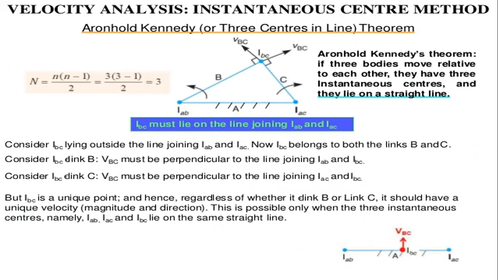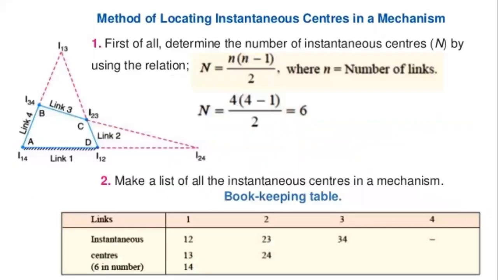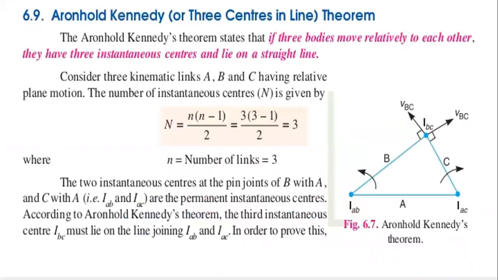So today we are going to see Kennedy's theorem, that is the three centers in a line theorem. It is also called the Aronhold-Kennedy theorem. Generally we call it Kennedy's theorem only.